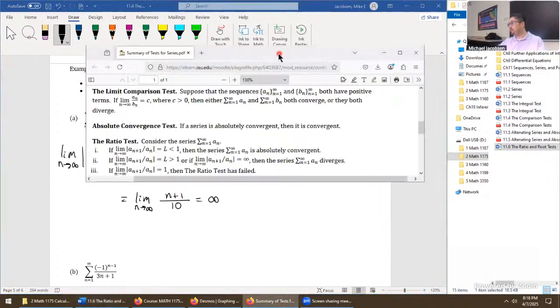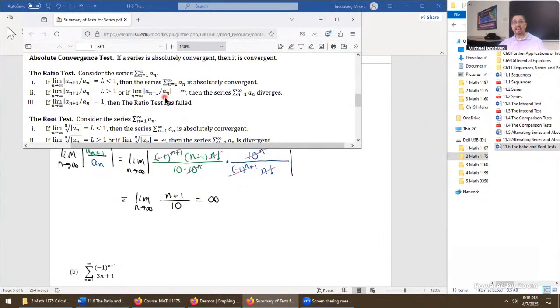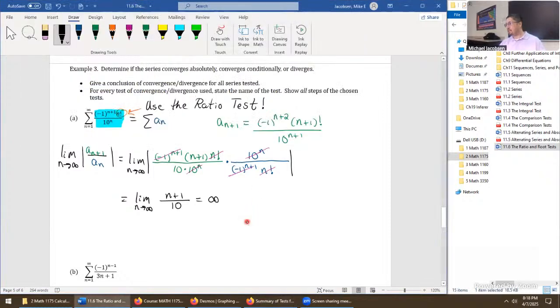Let's pull it up just briefly this time. In the ratio test, we're in case 2, with a situation where the limit is infinity. That means all we have to say is it diverges. Here, I'll just say it plainly this way. Diverges.